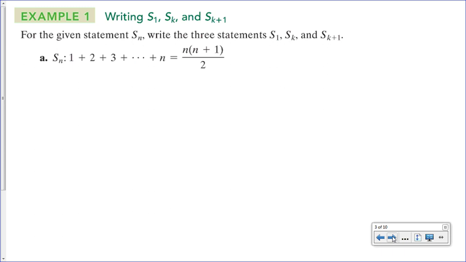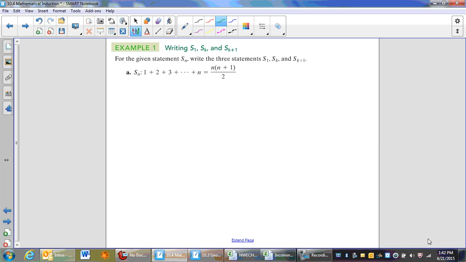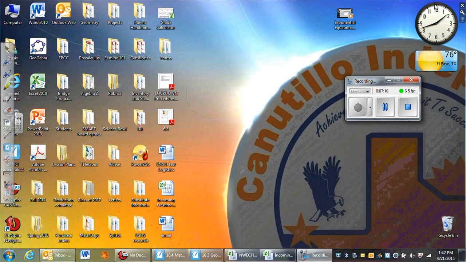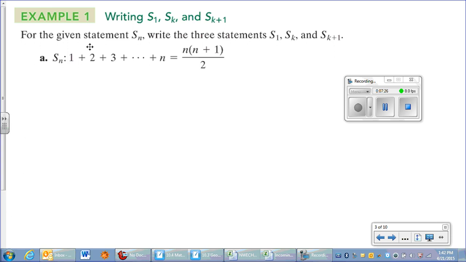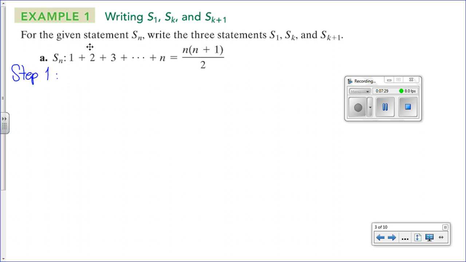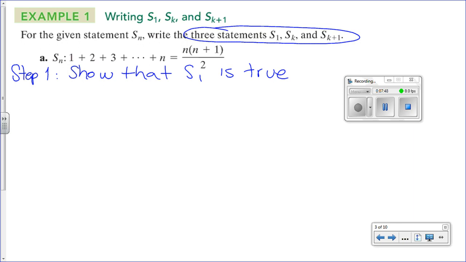All right. So now here, what we're going to do is start the proof. And so we're going to start with step number 1. Okay, so step number 1, we're going to show that S sub 1 is true. And I know that the instructions here just say to write the 3 statements, but we're going to do the whole thing. Let's just get into it.